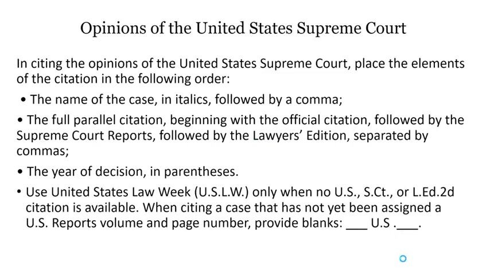So now we are looking at opinions of the United States Supreme Court. In citing opinions of the United States Supreme Court, place the elements of the citation in the following order. The name of the case in italics followed by a comma, the full parallel citation beginning with the official citation, followed by the Supreme Court Reporter, followed by the Lawyers' Edition, separated by commas, the year of decision in parentheses, and then use United States Law Week only when no U.S. Supreme Court or Lawyers' Edition second citation is available, as when citing a case that has not yet been assigned a U.S. Reports volume and page number.